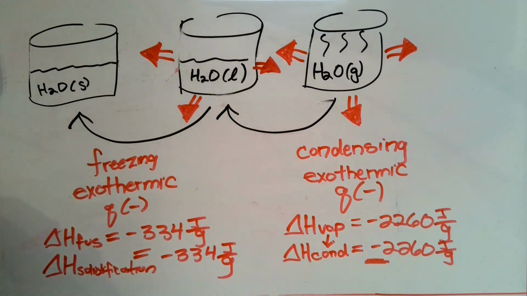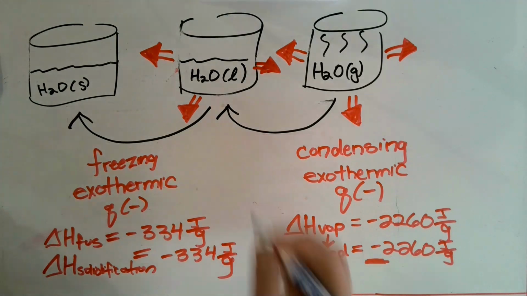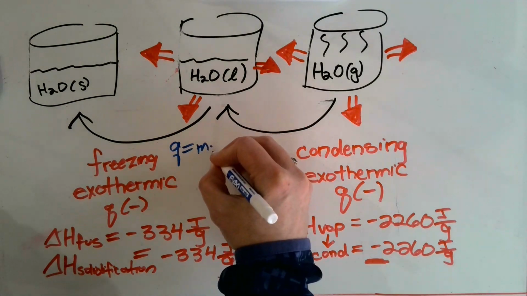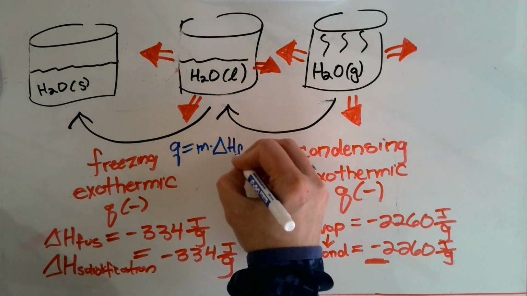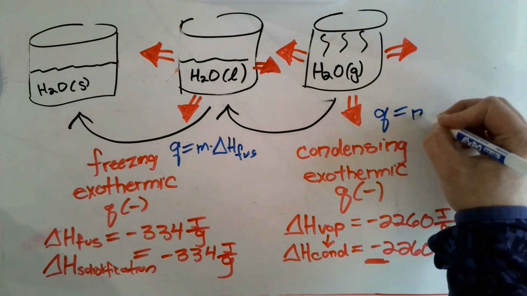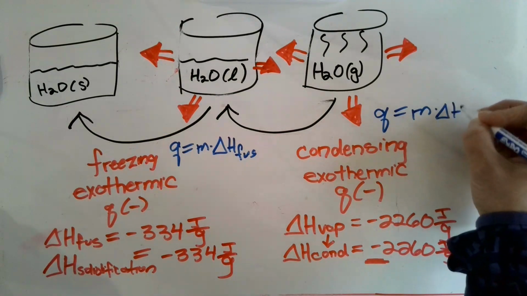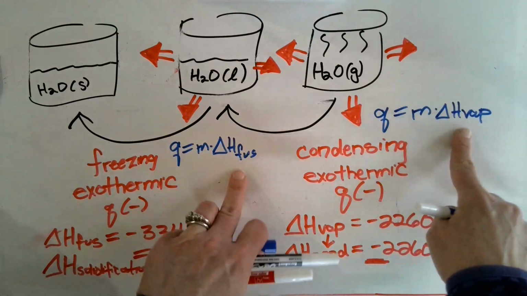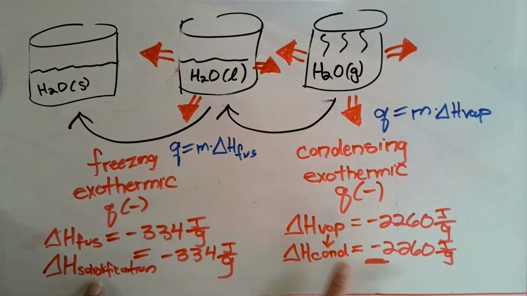So the equations that you need to use to calculate the heat for phase change, you're going to have to use Q equals M times the heat of fusion, or you might have to use Q equals M times the heat of vaporization. Again, these terms are normally positive. The solidification and condensation terms are negative. And that does it for heat of fusion and heat of vaporization.